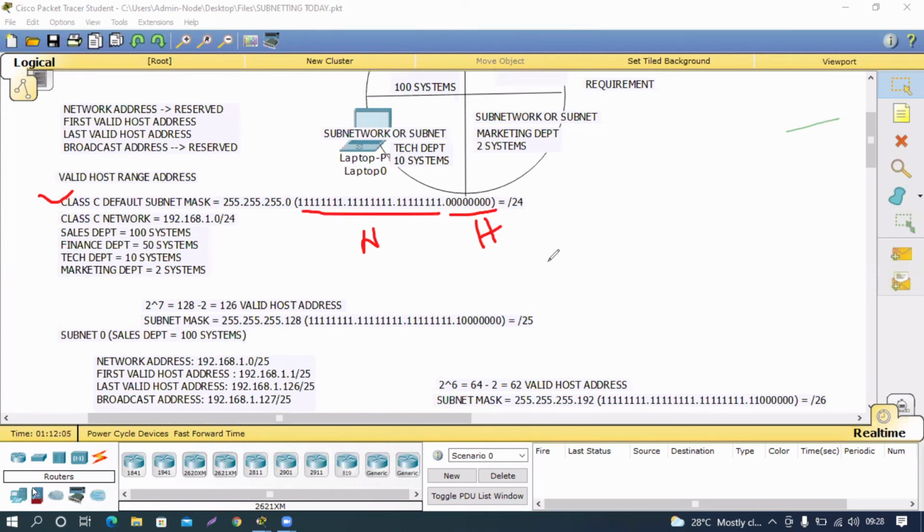Since we are not calculating the network bits over here, we are calculating the host bits. So out of 8 host bits, how many host bits you need for a particular requirement? For 100 systems, we need 7. So we are taking only 7 host bits. 7 host bits means 1 bit is going to the network. It means slash 25, because 24 is already network bits plus 1, 25.